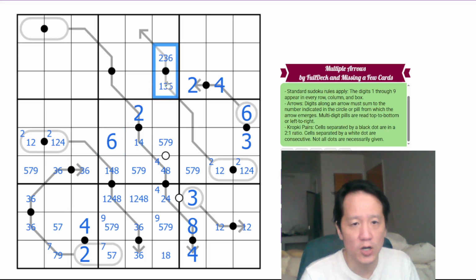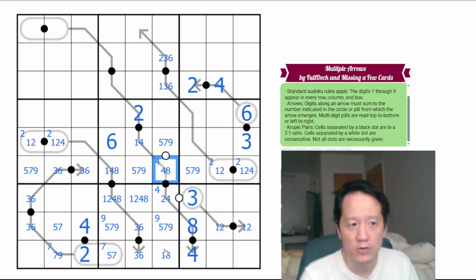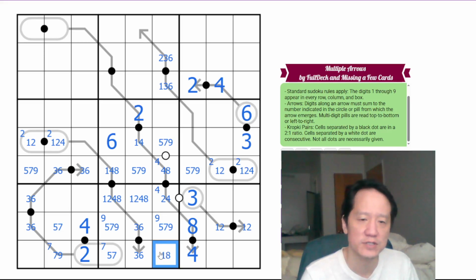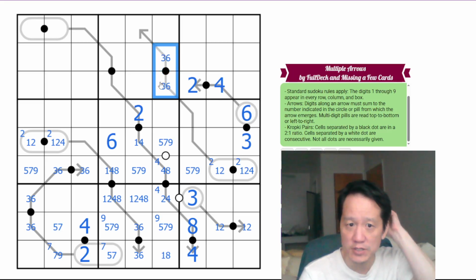If this pair is a 1, 2 pair, that would eliminate 2 here and 1 here. So this would have to be 4 and 8, but that would also eliminate all possibilities for this cell. So this cannot be 1 and 2 here. Therefore, it must be a 3, 6 pair there. So this adds up to 9 also.